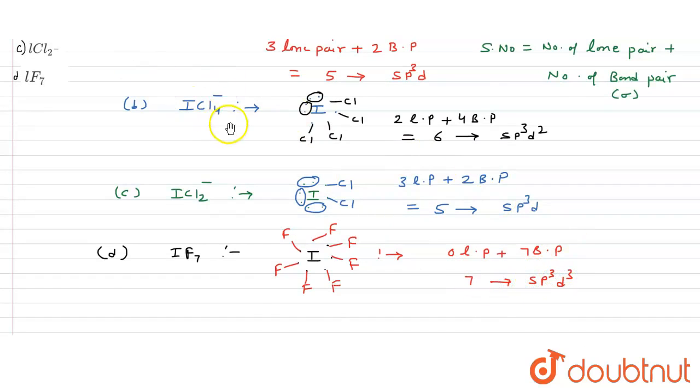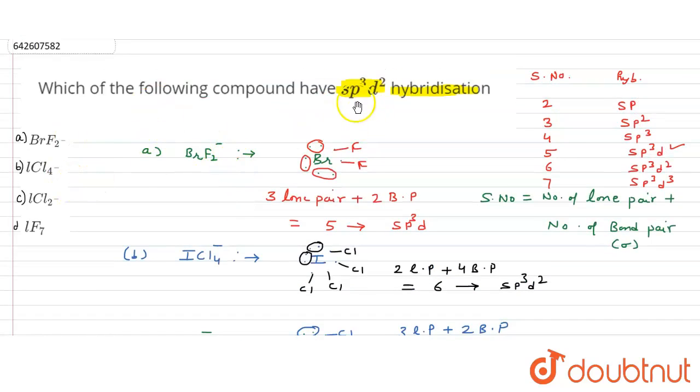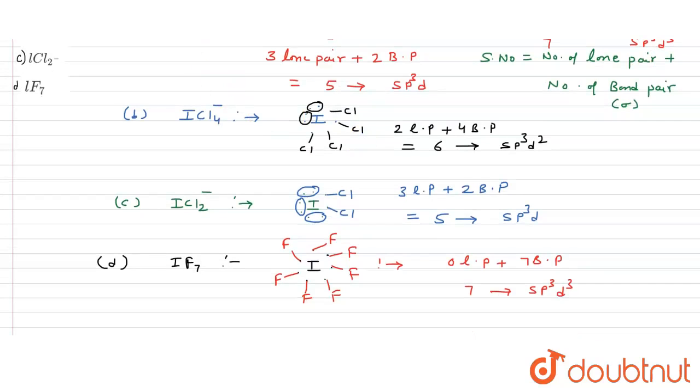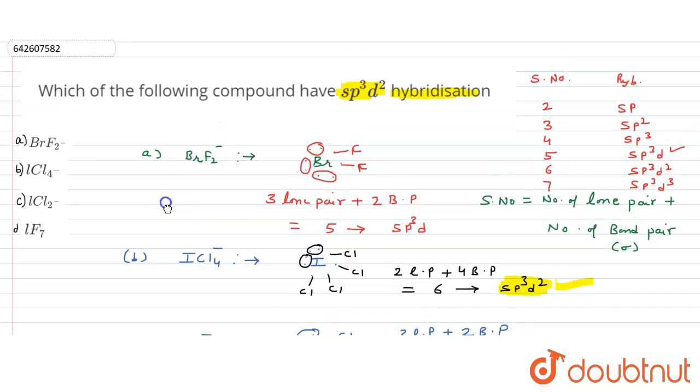Now in the question we have been asked which of the following species has sp3d2 hybridization. You can see in BrF2 negative the hybridization is sp3d, while in the case of ICl4 negative the hybridization is sp3d2. In the case of ICl2 negative it is sp3d, and in the case of IF7 the hybridization is sp3d3. So let's choose the option. The correct answer will be ICl4 negative, and the rest of the options, A, C and D, become wrong.